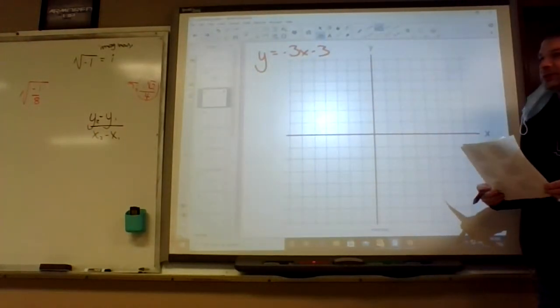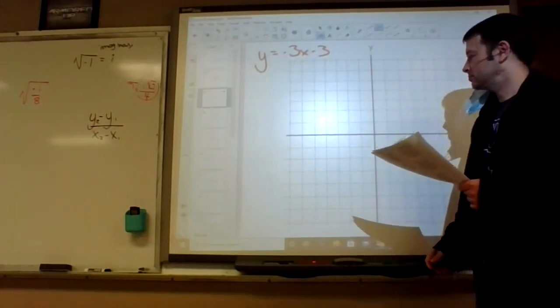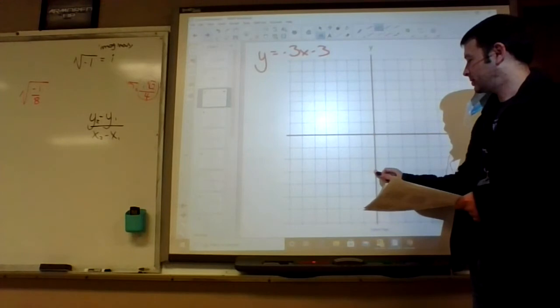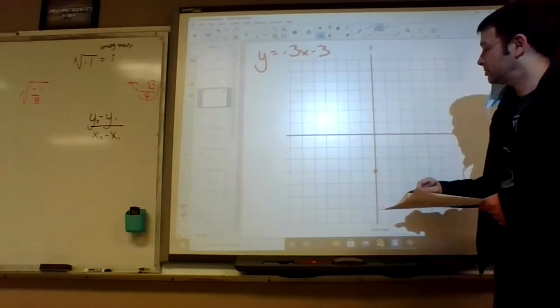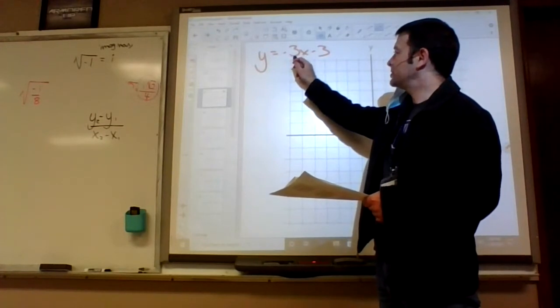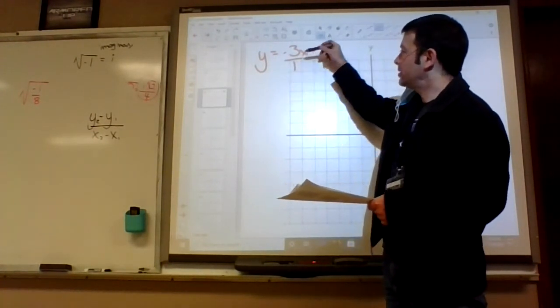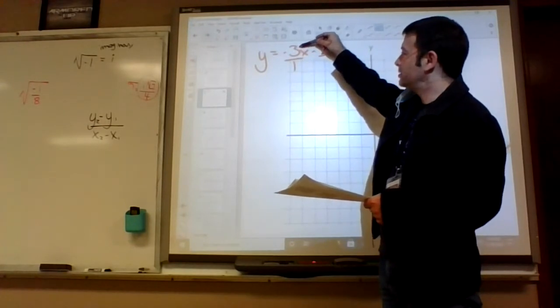Jaden, where do we start on this one? -3, down 3. Now where do I go? Over 3, or like to the left. Okay, what's this as a fraction? Negative 3 over 1. So what do I do with this? Down 3.